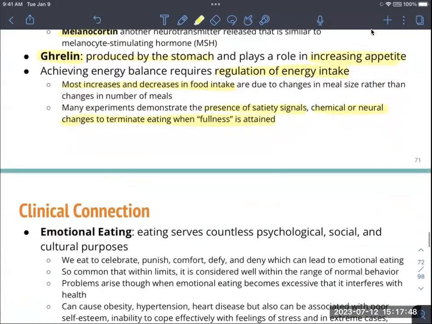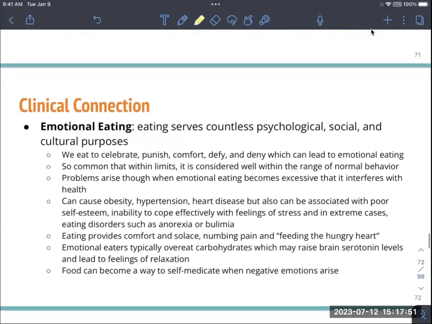Does that happen? Here's the problem. A lot of people stress eat. A lot of people emotionally eat. Socially eat. You're around social events and there's food out on the table. It causes you to eat. We celebrate, punish, comfort, defy, and deny ourselves food, which can lead to emotional eating. It's very common. Almost everybody does it in some form or fashion. That's why it's considered within the range of normal behavior.